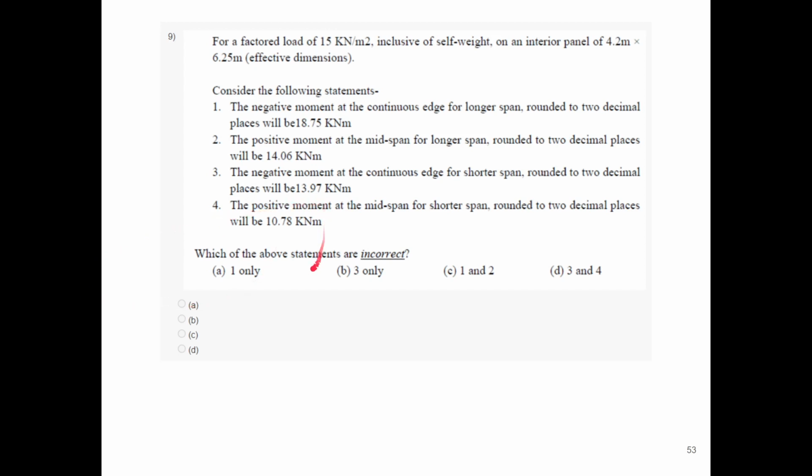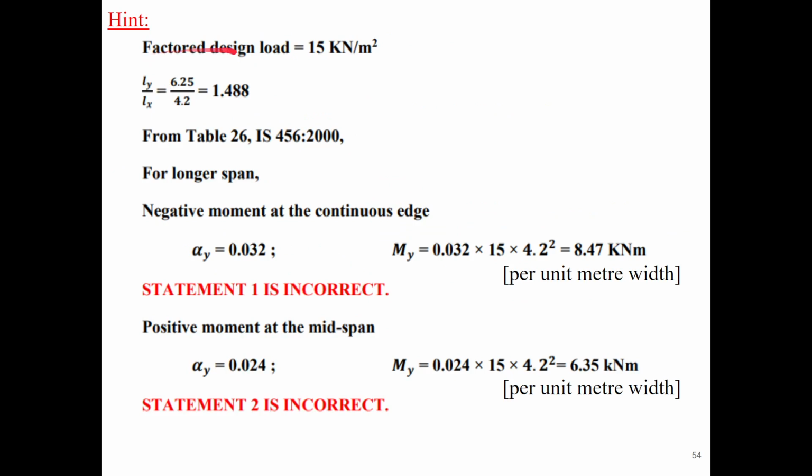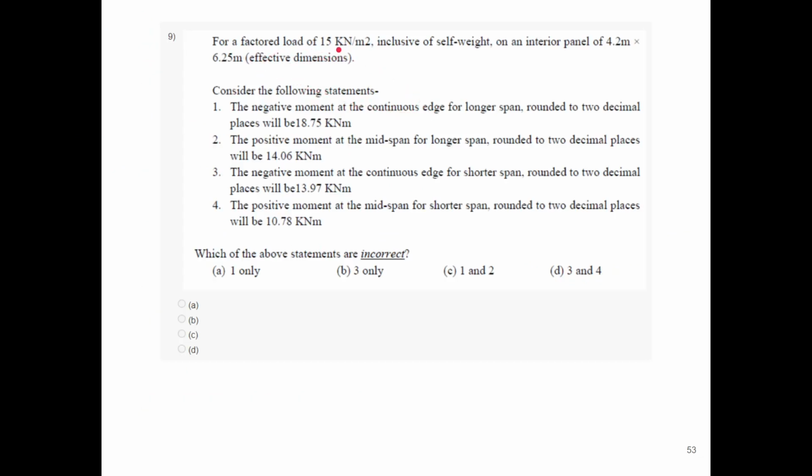So which of the above statements are incorrect? A, 1 only, B, 3 only, C, 1 and 2, D, 3 and 4. So let us check this. Let us solve this. So the factored design load is 1.5, sorry, 15. So we don't have to multiply by 1.5. It is a factored load. So this is 15 and it is inclusive of self weight.